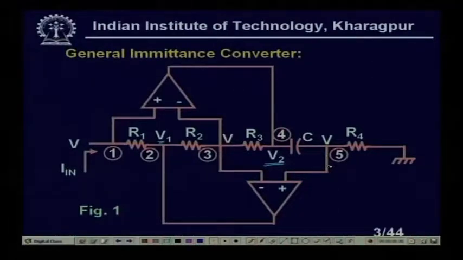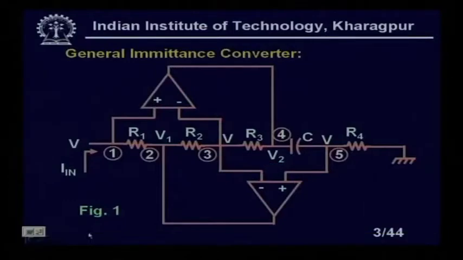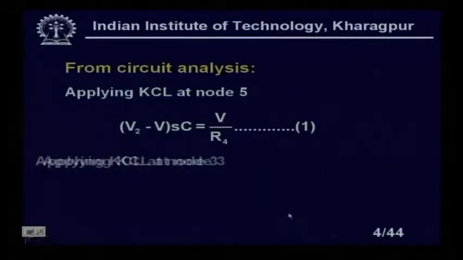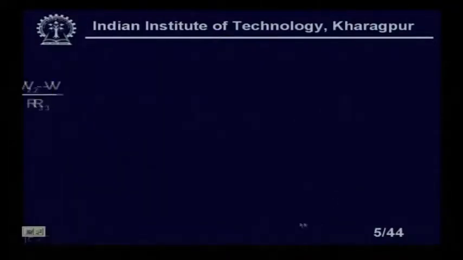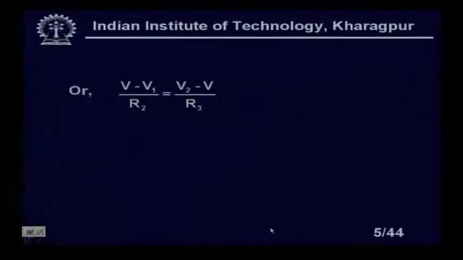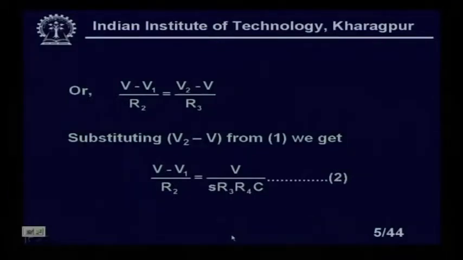Now, I want to apply this in this loop, Kirchhoff's current law. Let us look at what we will get. Yes. So, applying Kirchhoff's current law also at the node 3, we will get (V1 - V)/R2 equal to (V - V2)/R3. So, if this is the equation, obviously substituting V2 by V from equation 1, we get (V1 - V)/R2 equal to V/(S R3 R4 C), right.